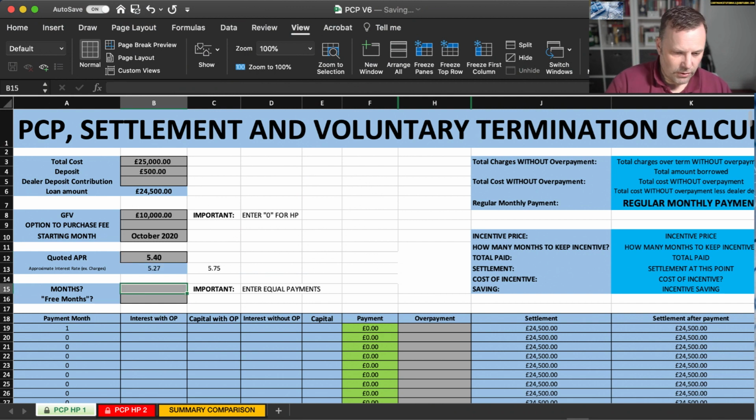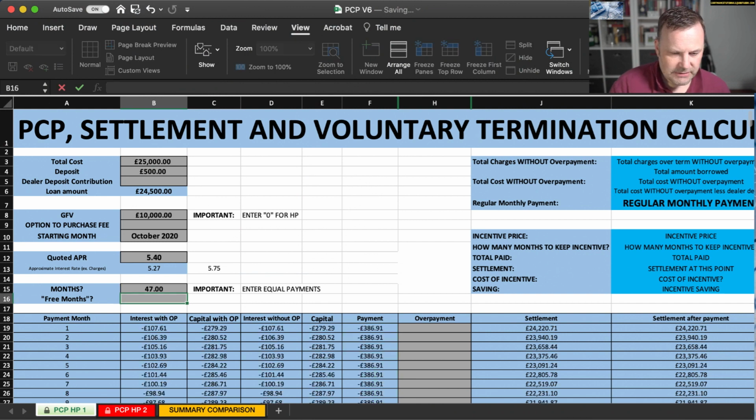And on the first quote, we notice that even though we asked for a 48 month agreement, there are 47 equal payments. That's because some agreements are what I call term minus one. So 47 equal payments and month 48, where your optional balloon or guaranteed future value lies. So let's use that for the first example.